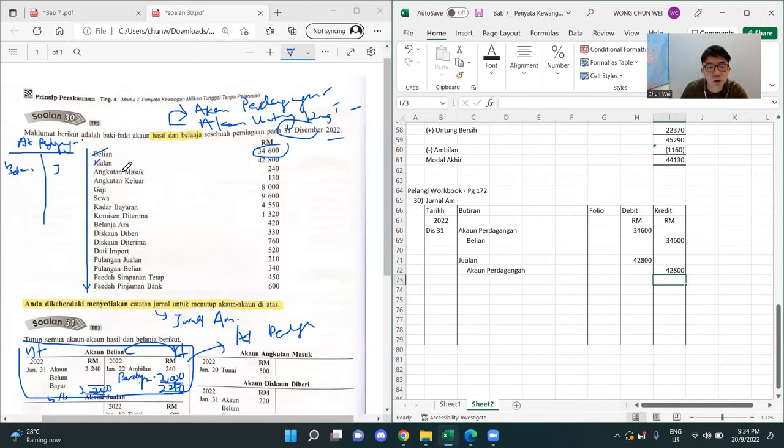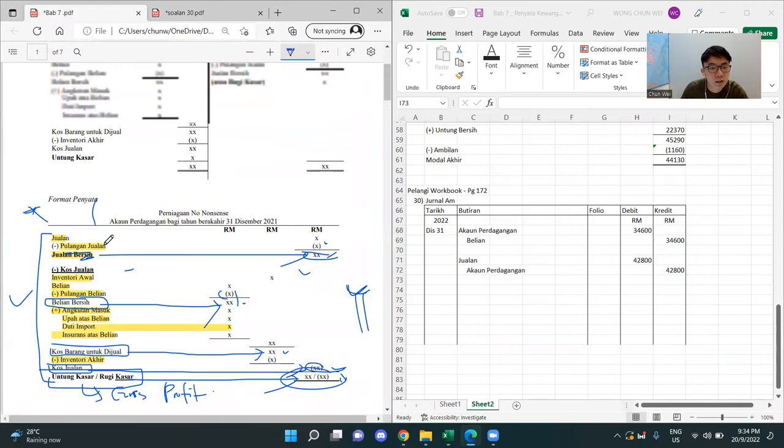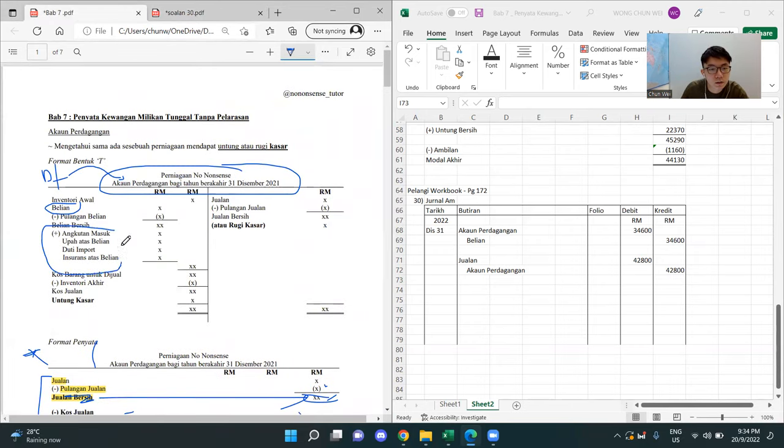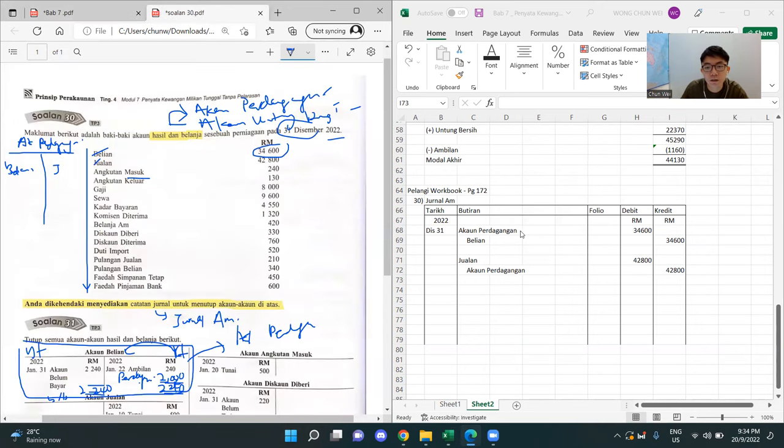$42,800. Okay. Then angkutan masuk. Angkutan masuk is your Audi, right? Angkutan masuk is in the account perdagangan. Therefore, where is the angkutan masuk? You can see the angkutan masuk is here. Therefore, I have to debit account perdagangan. So here I debit account perdagangan.